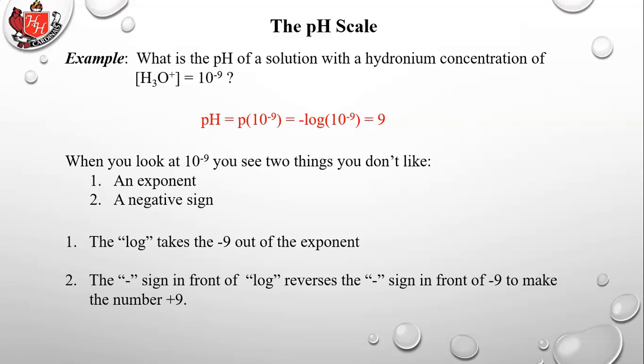So when you look at 10 to the minus 9, you see two things you don't like. Even chemists don't like to see these things because they're messy: an exponent and a negative sign. So the negative log is just a way to turn an exponent into a non-exponent, into a regular number, and the negative sign out in front of the log is meant to reverse the negative sign on the exponent so that it becomes a positive number. So the log takes the negative 9 out of the exponent, and the negative sign in front of log reverses the negative sign in front of 9 to make the number positive 9. So instead of this ugly looking 10 to the minus 9, you've got a nice round number of 9.